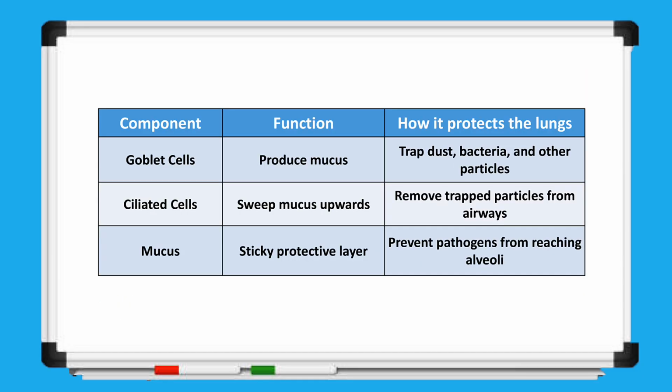At last, finally, let's summarize the 3 key protective barriers in the respiratory system using this table. Goblet cells produce mucus, which traps dust, bacteria, and other particles, preventing them from reaching the delicate parts of the lungs. Ciliated cells then sweep the mucus upward, helping to remove the trapped particles from the airways so they don't stay in the lungs. And mucus itself acts as a sticky protective layer, which provides a physical and chemical barrier to stop pathogens from reaching the alveoli where gas exchange occurs.